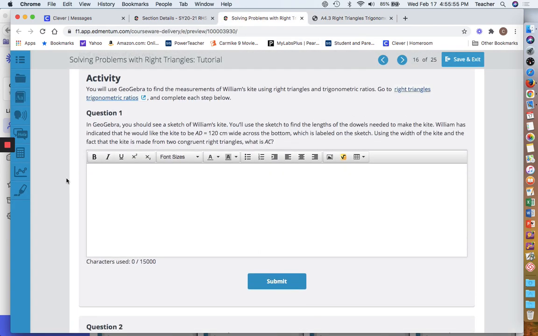All right, in GeoGebra, you should see a sketch of William's kite. Okay, so it's a kite. You will use the sketch to find the lengths of the dowels needed to make the kite. William has indicated that he would like the kite to be AD is 120 centimeters wide across the bottom, which is labeled on the sketch. Using the width of the kite and the fact that the kite is made from two congruent right triangles, what is AC?